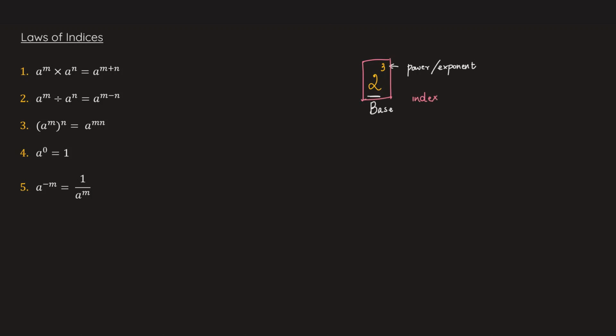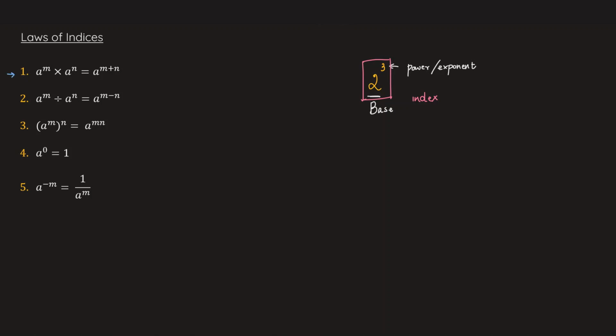So when we are saying laws of indices, what we are saying is the set of laws that we need to know in order for us to solve problems involving indices or indices. We can say it both ways. So let's go ahead and understand each law one by one. Starting with the first law, it says a to the power m times a to the power n is equal to a to the power m plus n.